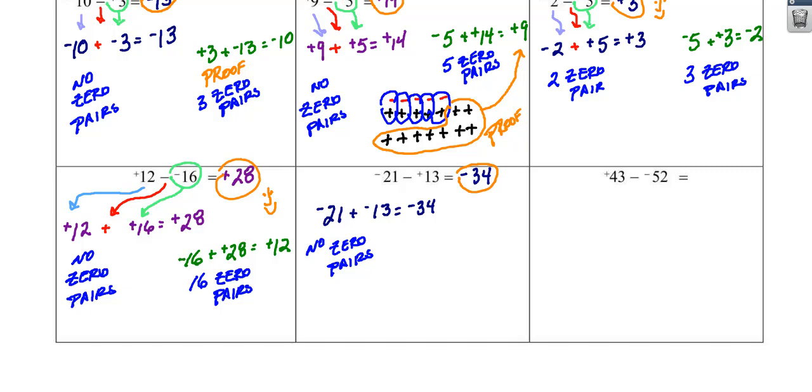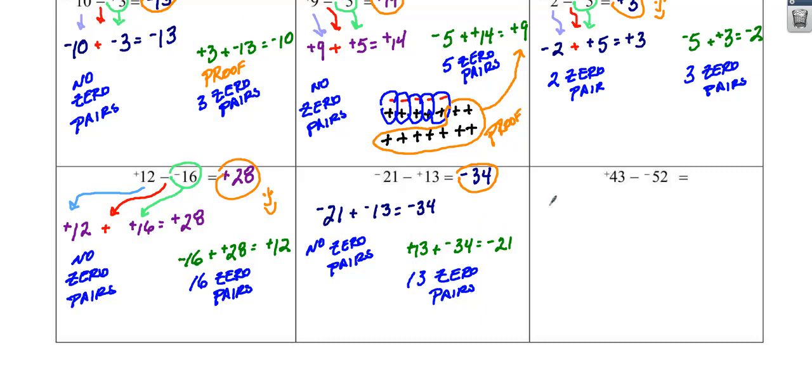I'll take just a minute to check that answer. So to check my work, I'm going to take the positive 13 and add it to the negative 34 and see if I get negative 21. Positive 13 plus negative 34, there will be 13 0 pairs. And if I take the 13 away from the 34, I get the negative 21.